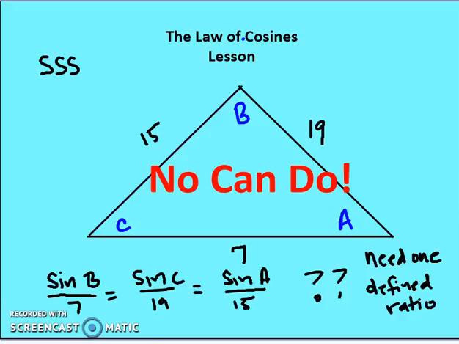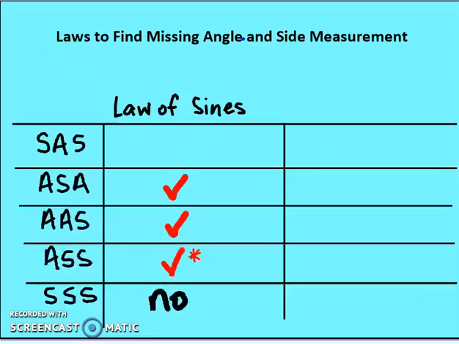So we're going to realize that you cannot solve a side, side, side triangle using the law of sines, because you end up with no defined ratio. You need at least 1, which means that you'll end up with 2 unknowns if you use the law of sines. So we're going to say no to side, side, side.